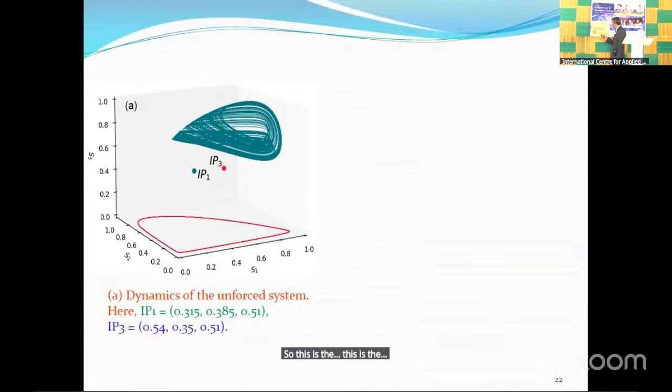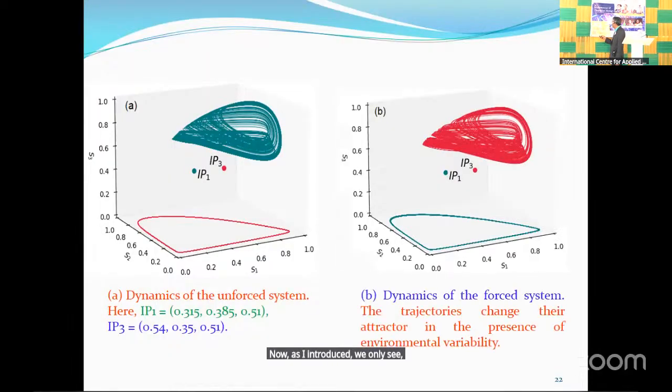So this is the phase plane. We have considered two initial values, IP1 and IP3. This is the behavior in the absence of any periodicity. Starting from this initial value, your solution reaches this chaotic attractor. On the other hand, if we start with this red color initial value, your solution will reach this predator-free limit cycle state.